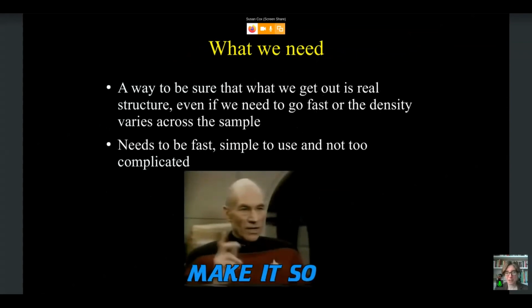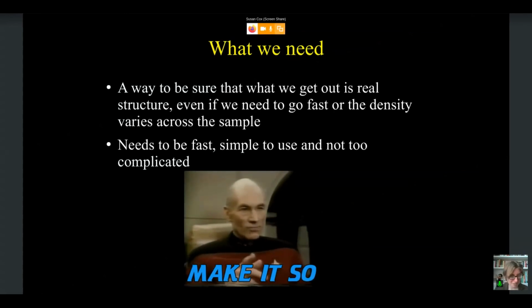So I came to the conclusion after a while that what we needed was a way to be sure that what we got out was a real structure, even if the experiment needs to go fast, even if the density varies across the sample, and in some areas it's fine and in some areas it isn't. And as the developer of one of the slowest high-density methods in the entire field, I knew that it needed to be fast, simple to use, and not too complicated. And this was where I was, broadly speaking, achieving independence as a researcher.